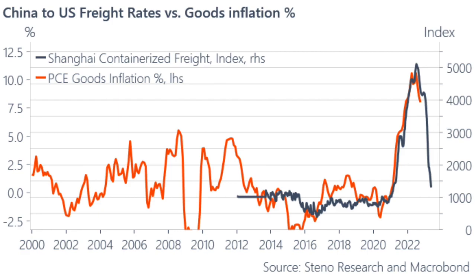And so this chart is fascinating. It comes from Andreas Steno Larsen. You can see the Shanghai Containerized Freight Index. So how expensive is freight from China in blue? Well, it's collapsing right now. And normally goods inflation follows. So we may just see a decline in goods inflation.